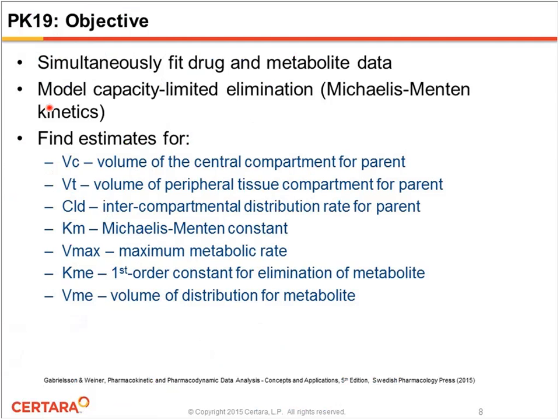And at the end of the day, the objective is to find estimates for the model parameters, which are VC, which is the volume of the central compartment for the parent compound, VT, volume of the peripheral tissue compartment for the parent, C clearance, this is the intercompartmental distribution rate for the parent compound, the Michaelis Menten constant, Km, and the maximum metabolic rate, Vmax. And then for the metabolite, we will also estimate the first order elimination constant, as well as the volume of distribution for the metabolite.